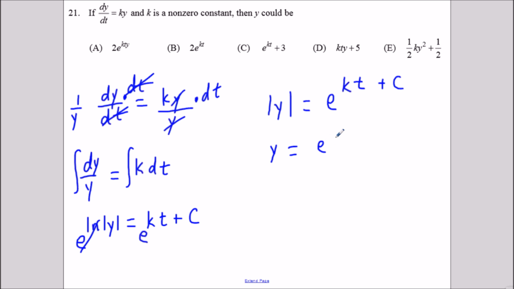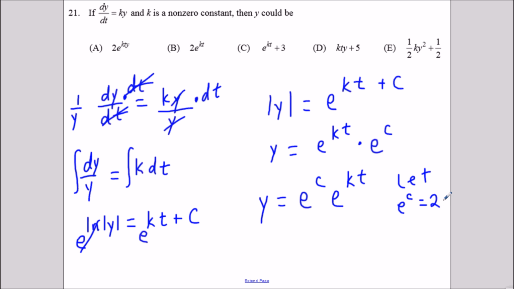And on the right side, we could rewrite this as e to the kt times e to the c. So when you get to this stage of solving this problem, we have to think a little bit more, and notice e to the c is constant because e is a number and c is implied to be a constant after we take the antiderivative. So a number to a number is constant, and if we let e to the c equal to 2, which we're allowed to do because they're saying y could be. It's not like we have an initial condition and we have something exact. If we replace e to the c with 2, we're going to have 2e to the kt, which matches choice B here.